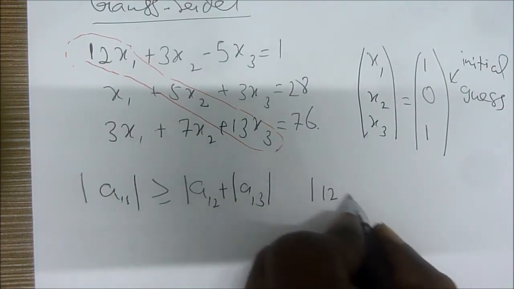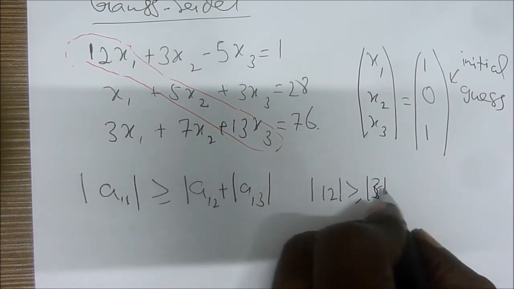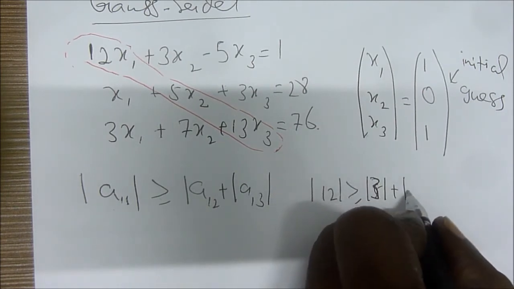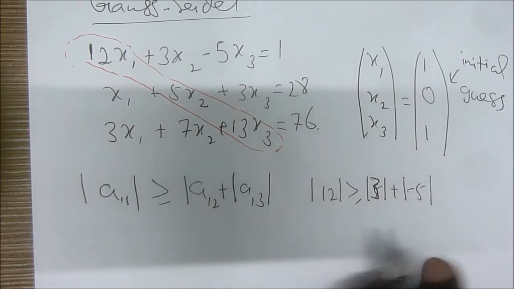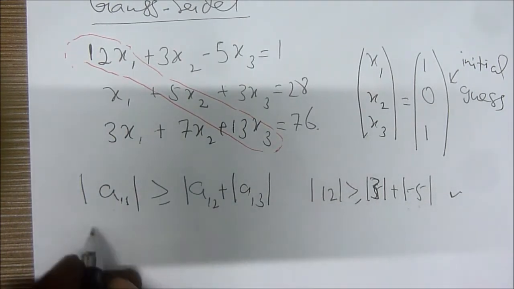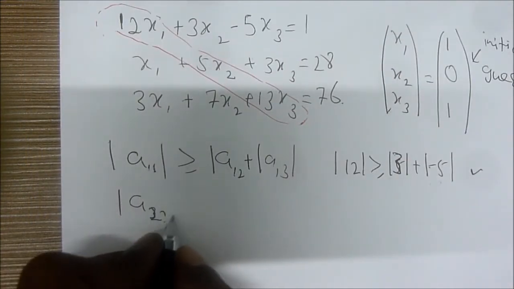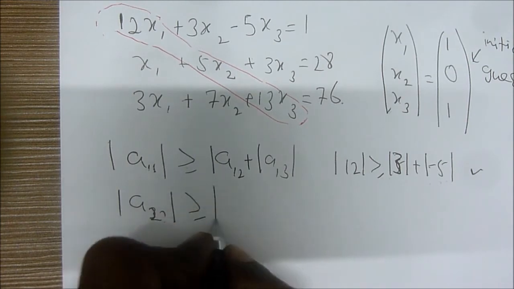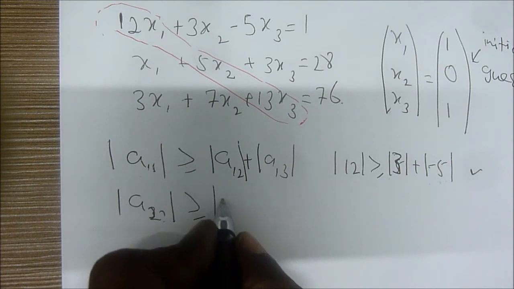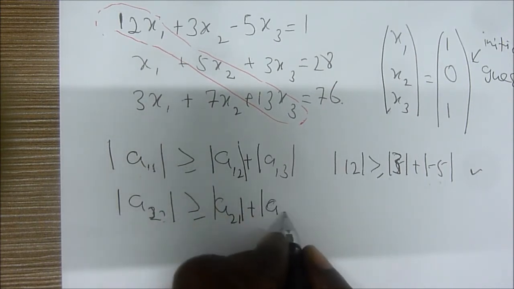For example, in this case it's 12. Is it greater compared to 3 plus negative 5? Negative 5 is still 5 in modulus, so you add up, and it's true. We need to make sure of this. This is very important. Normally people do not care about that. If you don't care, then it's a problem. Why? I'll let you know.